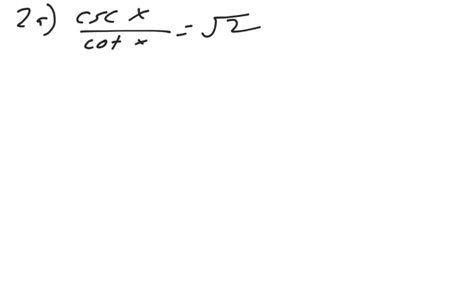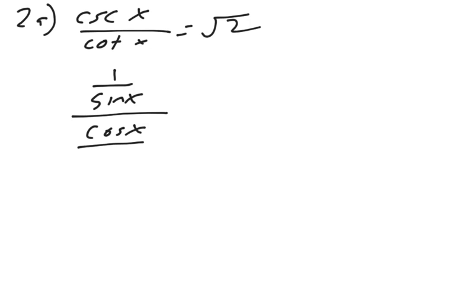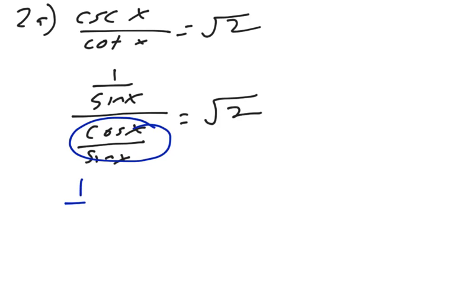Alright, so let's do the second problem here. Cosecant is the same as 1 over sine, and cotangent is the same as cosine over sine. And I didn't change the square root of 2, so when we divide by a fraction, we multiply by the reciprocal. So the 1 over sine x stayed the same, and this became sine x over cosine x.